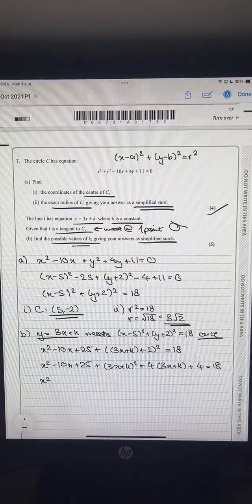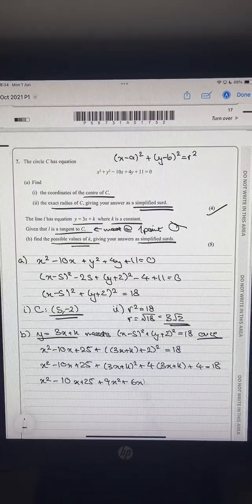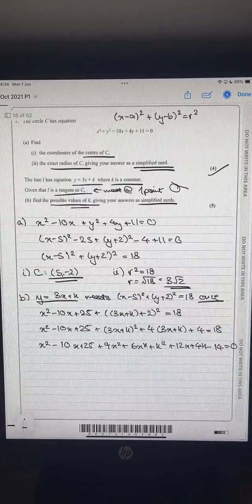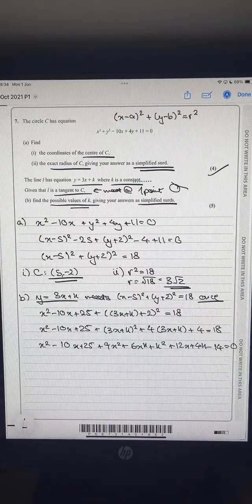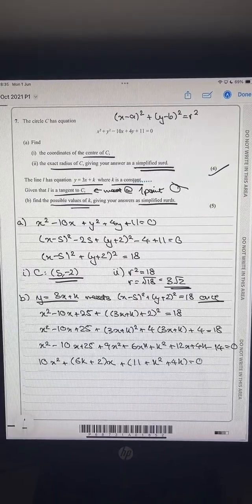And I get x squared minus 10x plus 25 as before, plus 9x squared plus 6xk plus k squared plus 12x plus 4k minus 14 equals 0. Okay, cool. Now all I have to do is simplify this first. So then I get 10x squared plus (6k plus 2)x plus 11 plus k squared plus 4k equals 0.